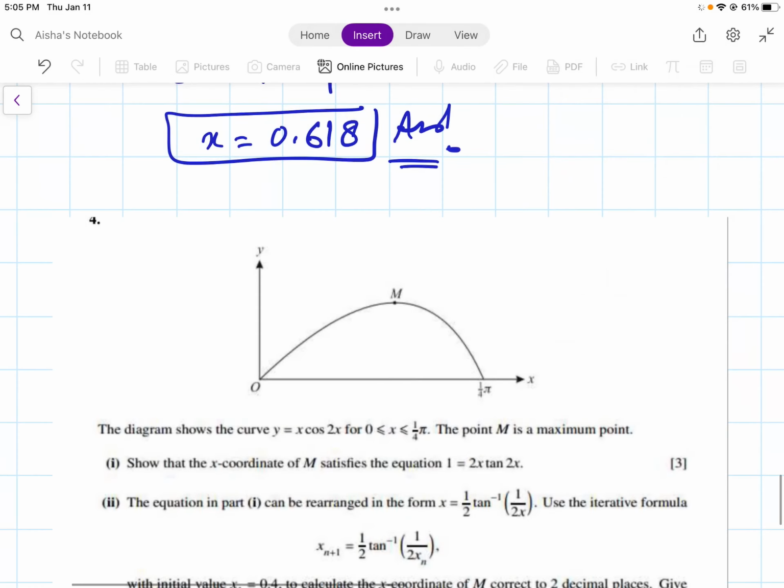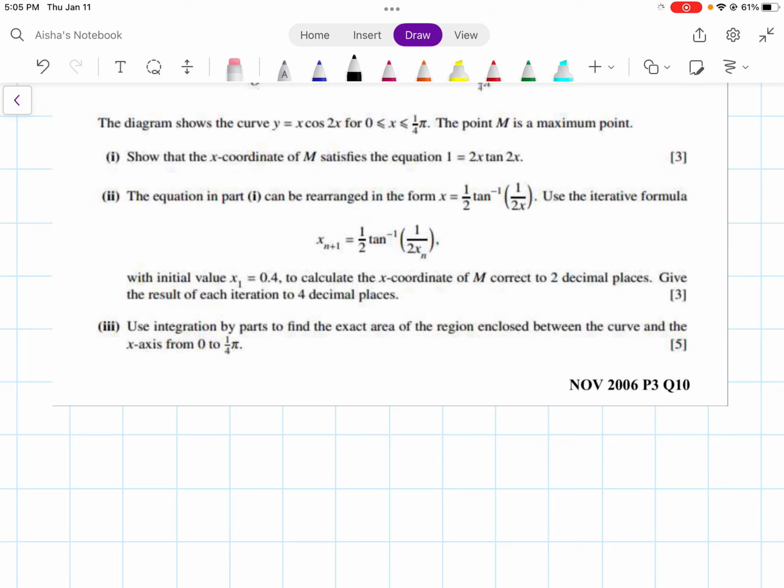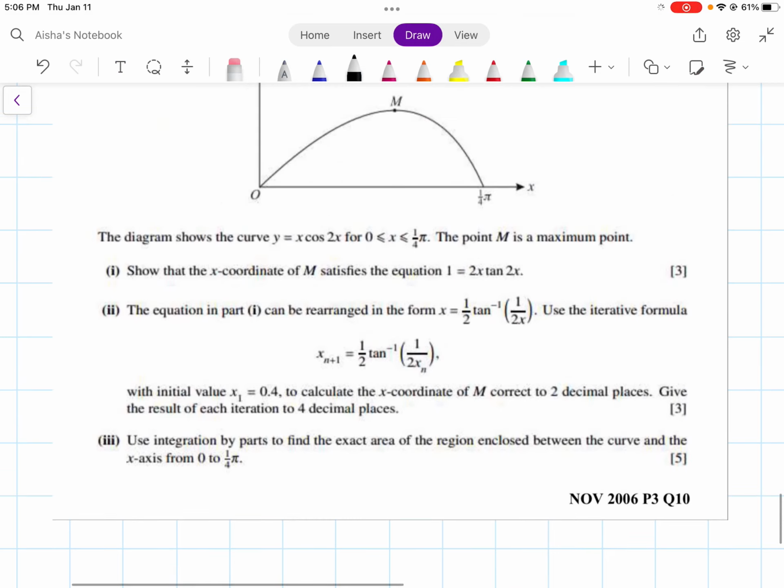Next question part, set of questions. All right, let's start with this one. Show that the x coordinate of M satisfies the equation, this equals to this.